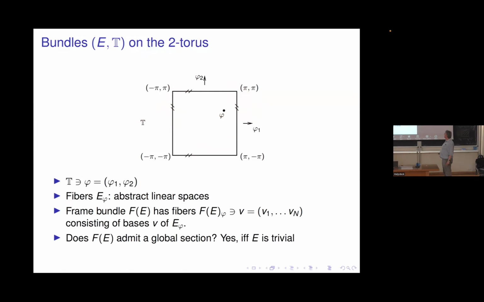So in fact, the thing is that the frame bundle admits a global section if and only if the original bundle E is trivial. You can sort of understand it because if you can choose a frame all over the place continuously, then you can use this frame to assign to every vector coordinates, and the fiber becomes Cn. And so you trivialize it all over.